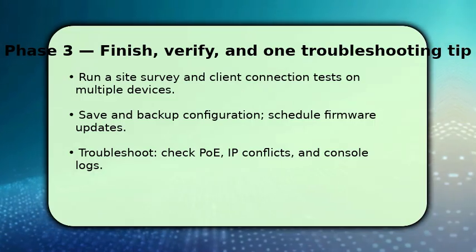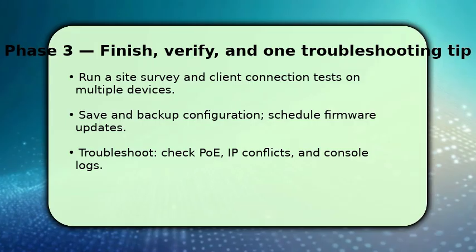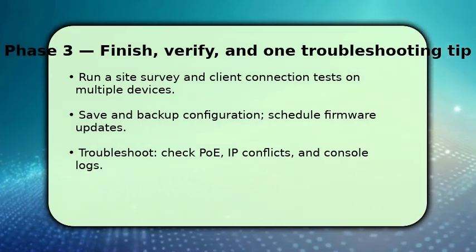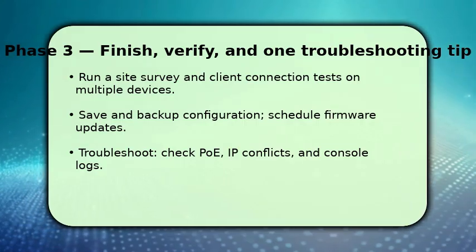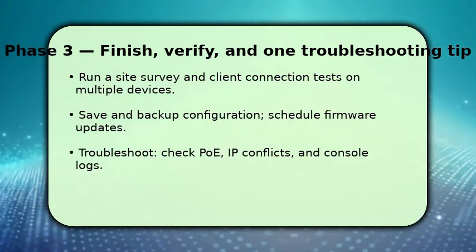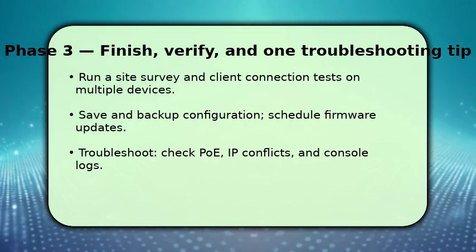Then perform a quick site survey and connect several devices to verify band steering, roaming, and throughput. Test at close range and at the far edges of coverage. If things fail, check power, PoE, or adapter, confirm no IP conflicts, and view the AP console logs for errors. These steps find the usual culprits and get you back online fast.